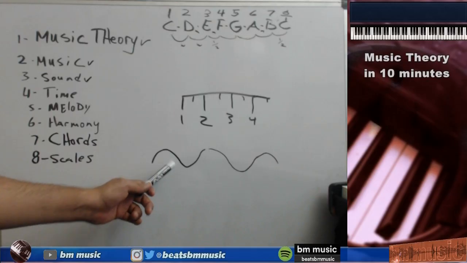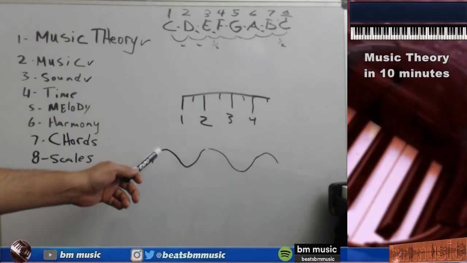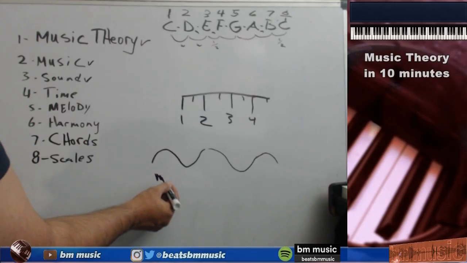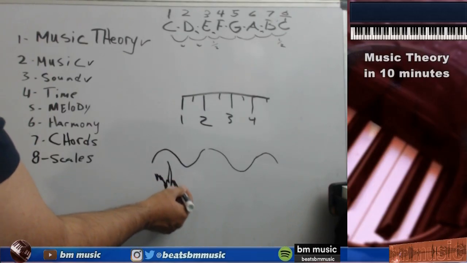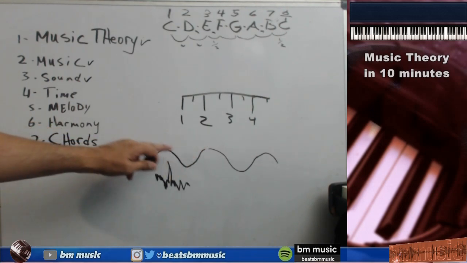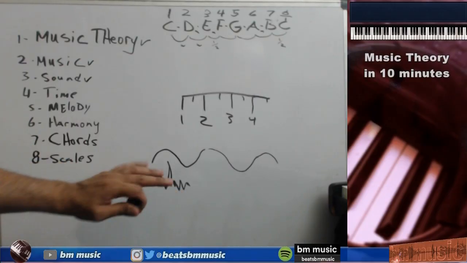And whatever you could hear would be considered sound, even noise. The difference with noise is that the representation of noise is something like this, the spikes are like this. Sound is more curvy, like a wave. Noise is like spikes. That's the only difference.